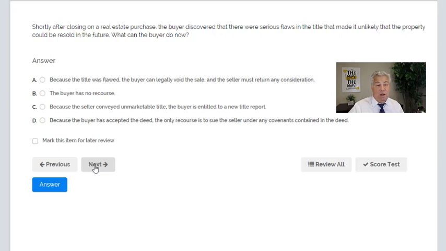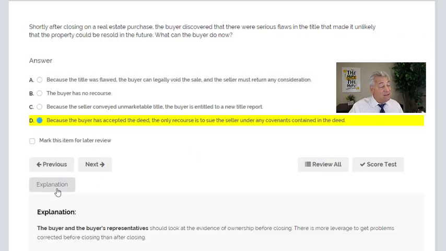Or D, because the buyer has accepted the deed, the only recourse is to sue the seller under any covenants combined in the deed. Well, I had a student recently, she had a theory. Her theory was the longest answer is usually the right answer. And we found that to be correct in most cases, but I don't think we should always go with that. But in this case, it is the case.